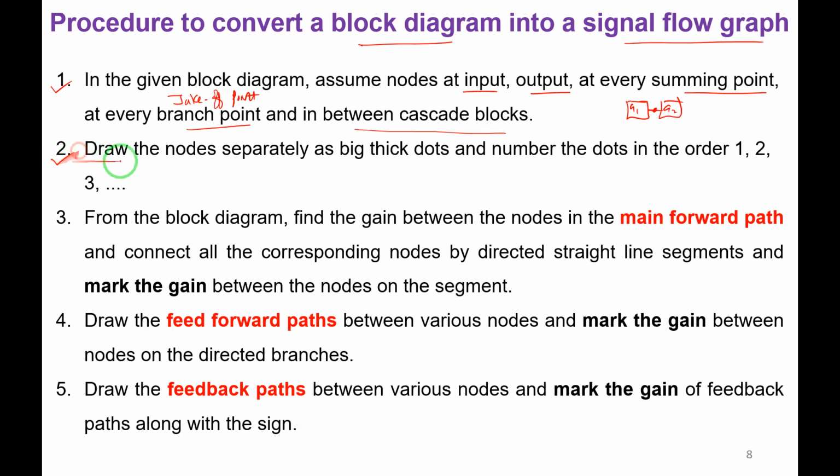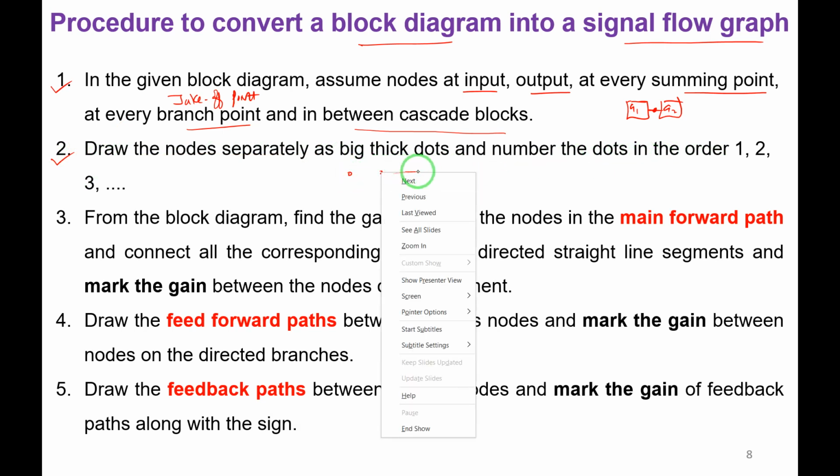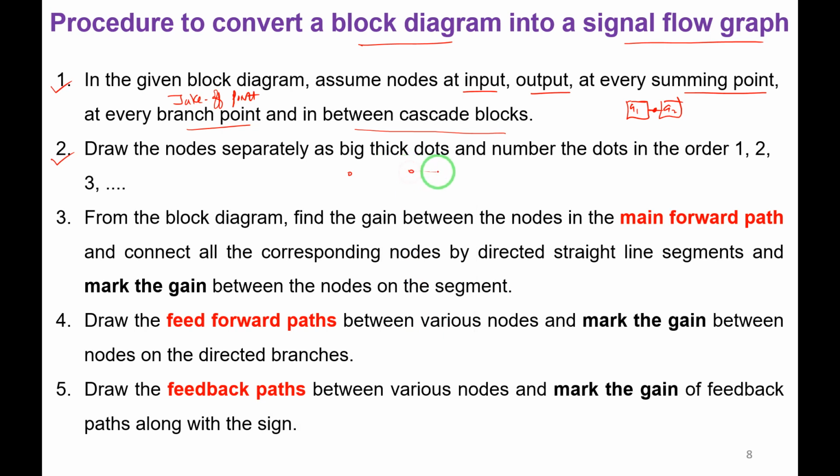Next, coming to point number 2: draw the nodes separately as big thick dots and number the dots in the order. Yes, we will represent the input node, intermediate nodes, all those nodes like this, and we will number them. So we can number them as 1, 2, 3, or else x1, x2, x3, x4, x5 and so on.